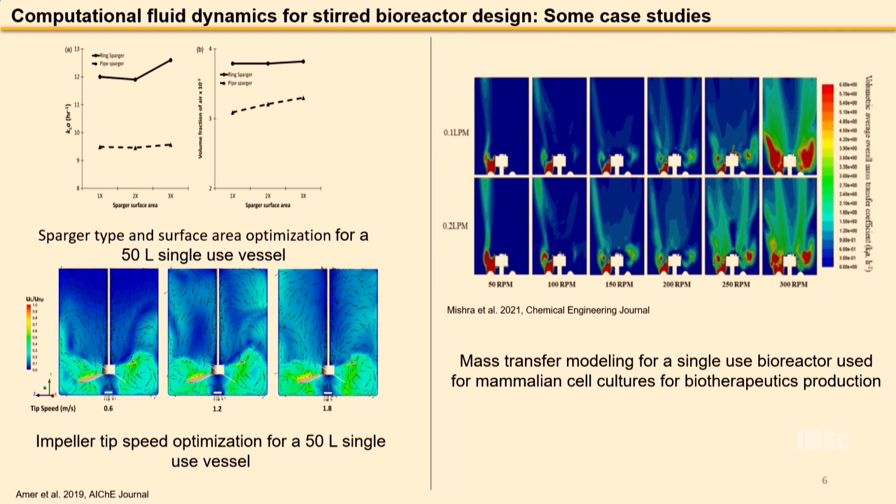So these are some case studies where the first one is on the sparger type and the surface area of the sparger optimization in a 50-liter single-use bioreactor for mammalian cell cultures. And in the same study, they have also tried to optimize the impeller tip speed, that is the impeller speed, for the optimum mixing. And then one more study, for a particular single-use bioreactor for mammalian cell cultures for biotherapeutics production, where they have looked into mass transfer modeling, like whether they will be able to predict which particular design has a better mass transfer efficiency.